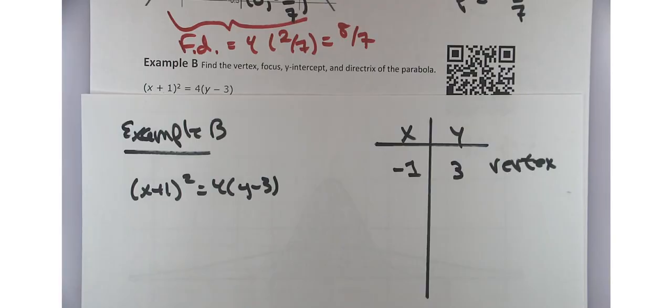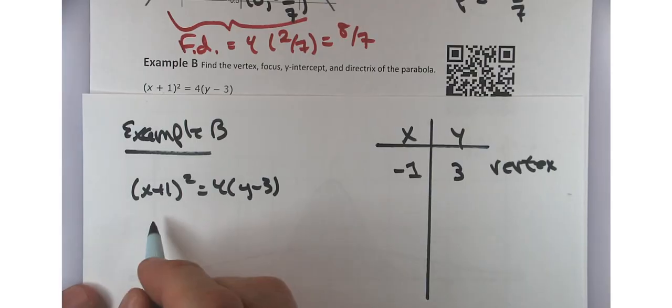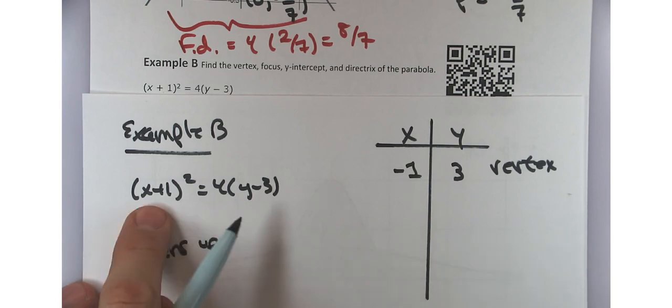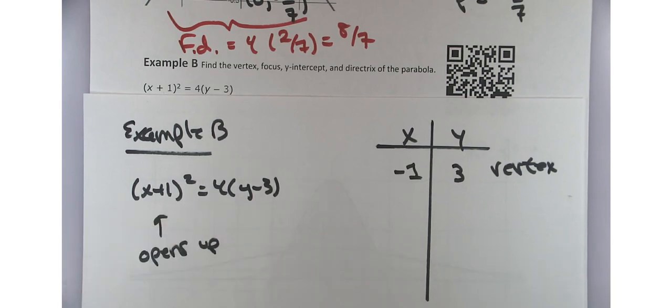Which way is this going to open? Up, down, left, or right? Yeah, opens up, because you have a positive squared term. If you had a negative squared term, then it would open down.